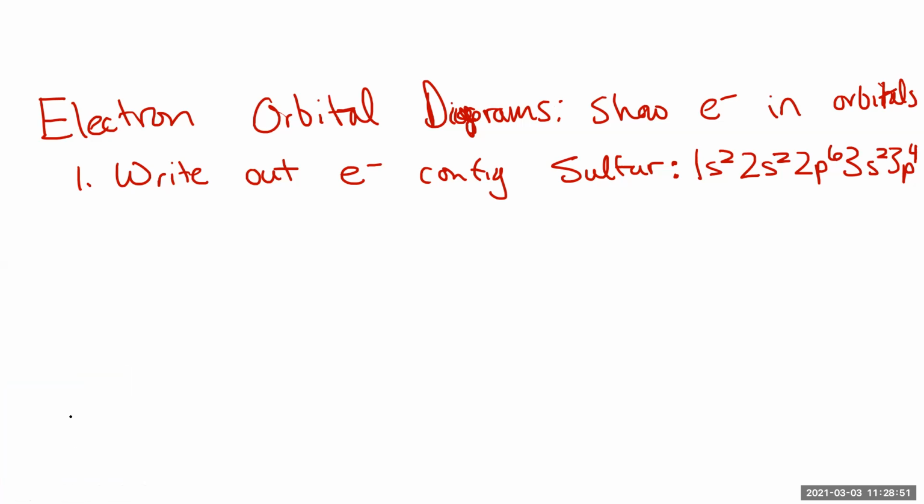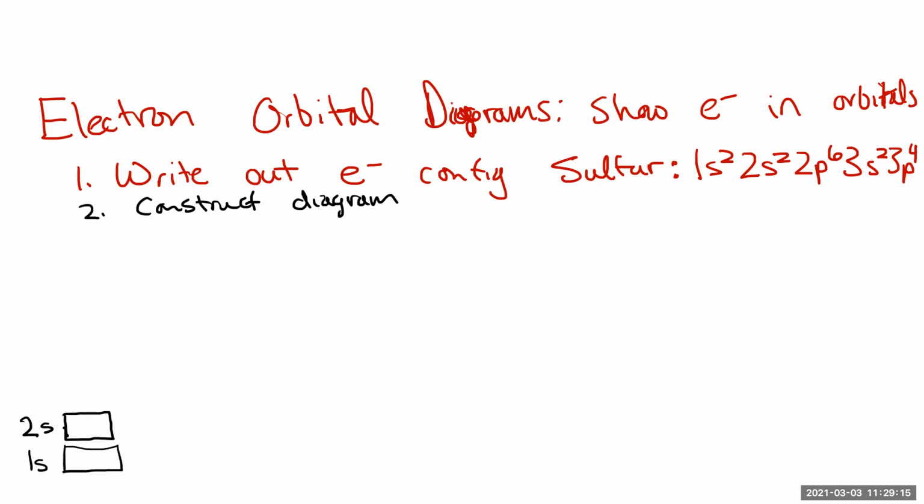Well, what we do is we now have to draw our actual electron orbital diagram. 1s is the lowest energy, so we put a little box. One box represents an orbital. So now to construct your diagram: 1s, now we get to 2s, is just going to be one little box for one orbital. Then we get to 2p.